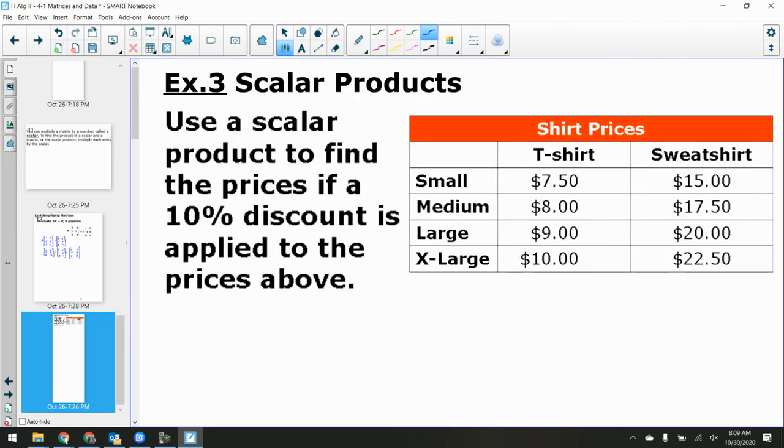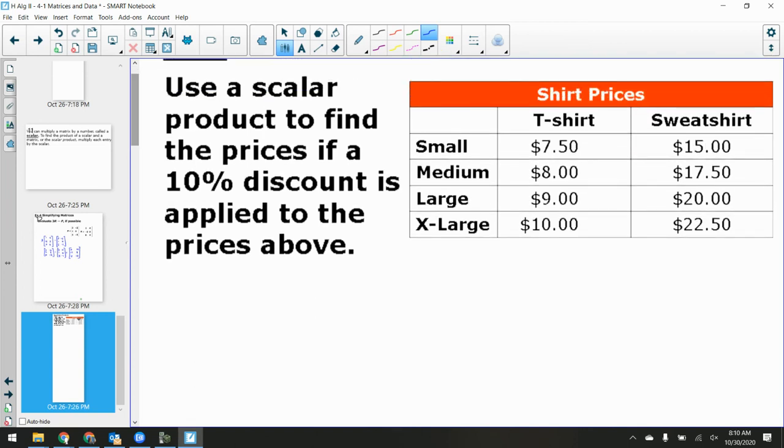All right, let's take a look here. Use a scalar product to find the prices if a 10% discount is applied to the prices above. Now, I'll tell you this. When you have a lot of data and you want to do operations on that data, that's where matrices can be really helpful for you. Using technology with matrices can be very helpful. Because if you've got a giant table of values and you just want to multiply everything by 3, you can do that really easily using a scalar product on a matrix.